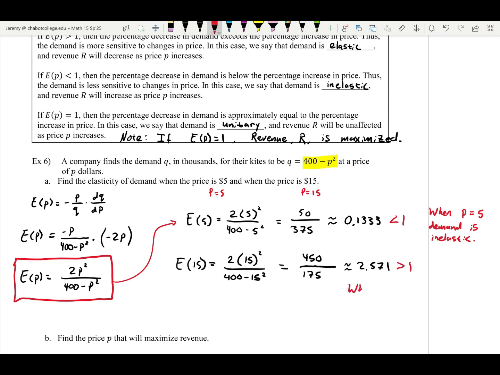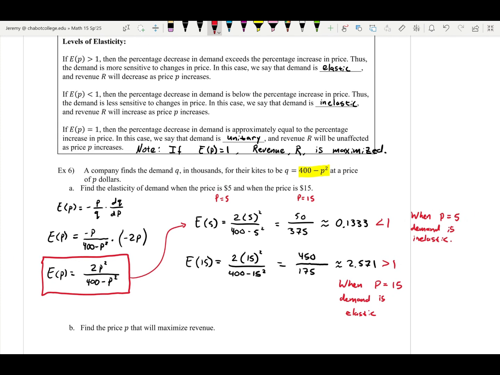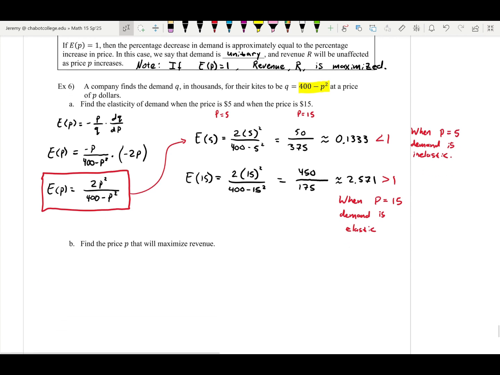So we can see that when the price per kite is $15, demand is elastic, meaning that any further price increase from here is going to have a disproportionate effect on demand, which we don't want. Okay, but for part A, we are really just asked to find the elasticity of demand, and that was these two numbers here.